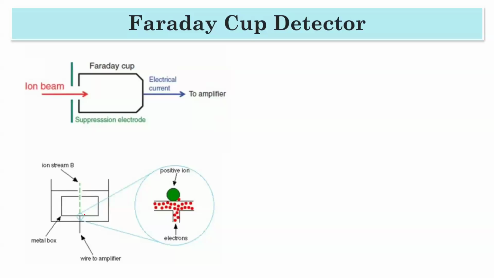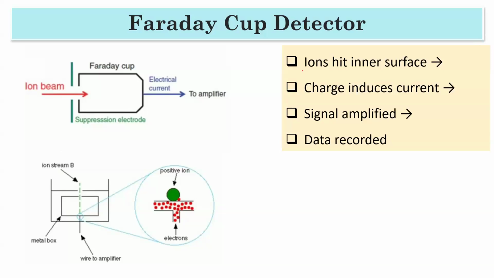Here I have shown it in a better way. You have a metal box, this Faraday cup, and ions come inside and hit the surface. You have a positive ion, and because it is metal, there are a lot of electrons. One electron moves to neutralize this positive ion, and because one electron is moving, there will be generation of current.